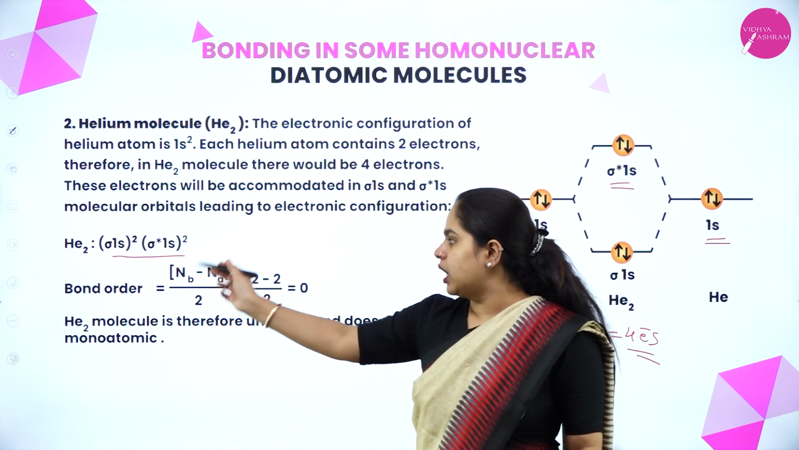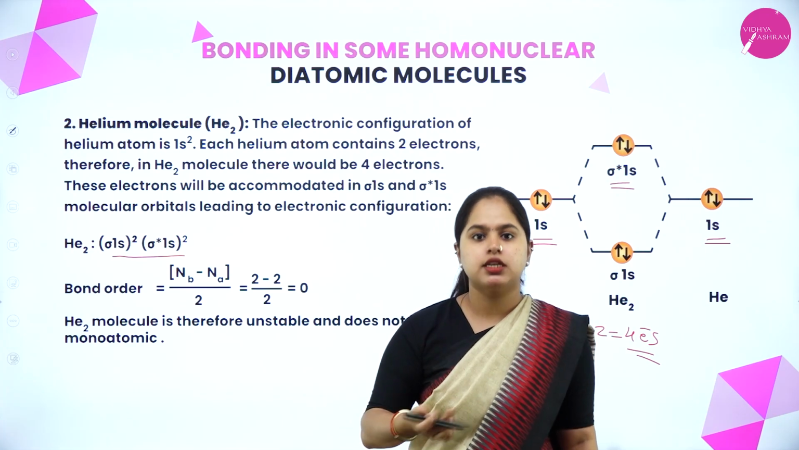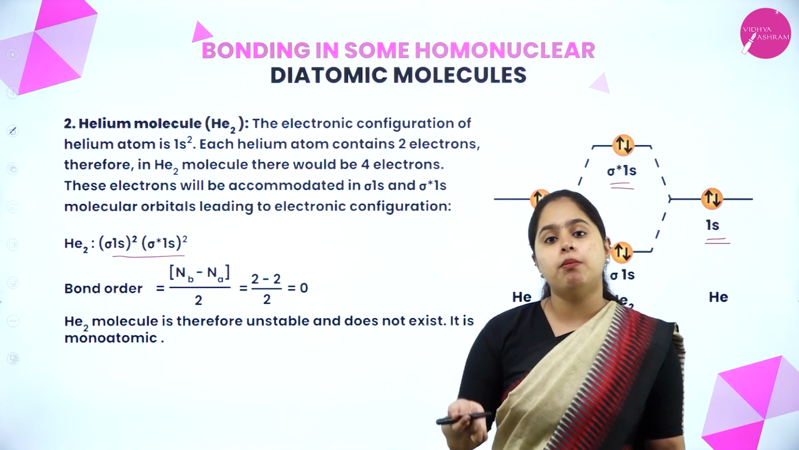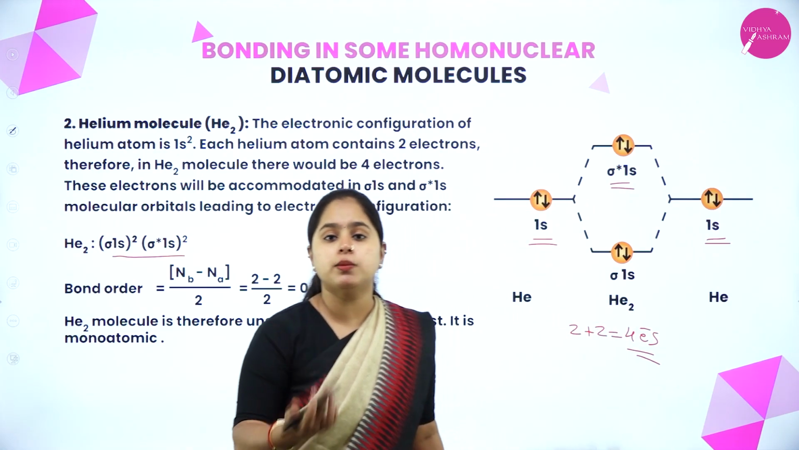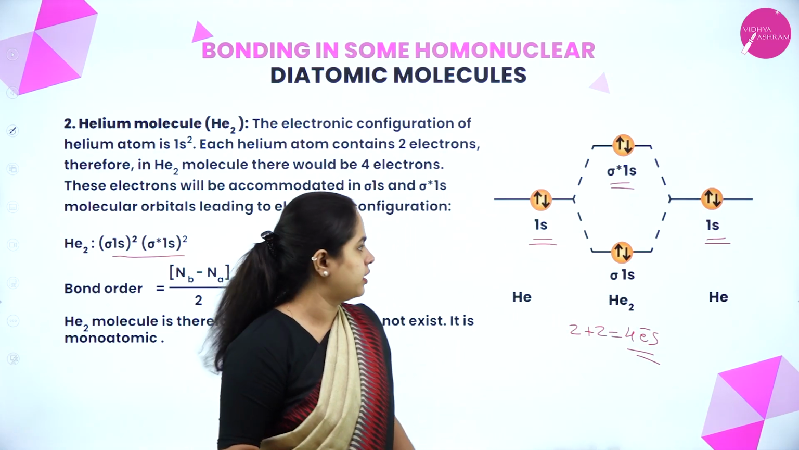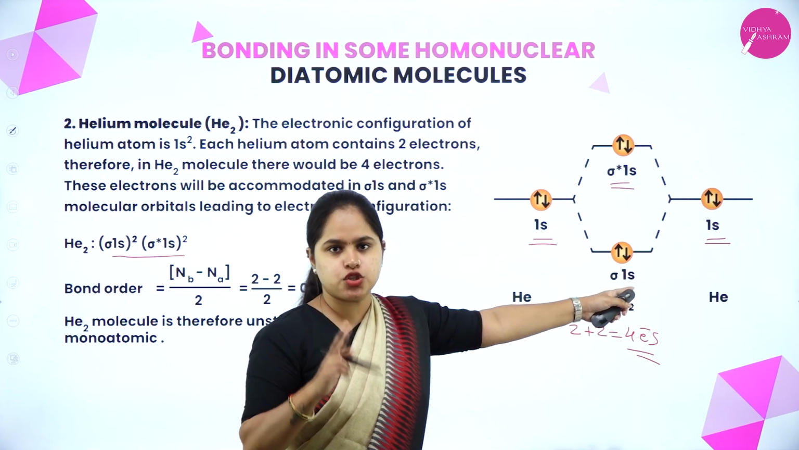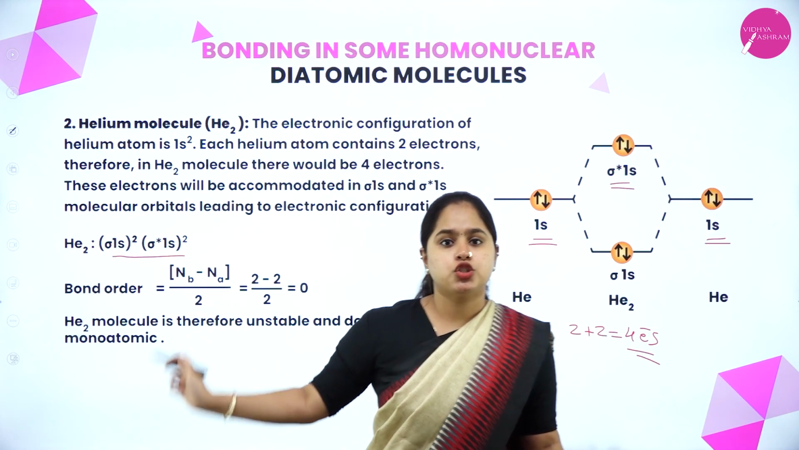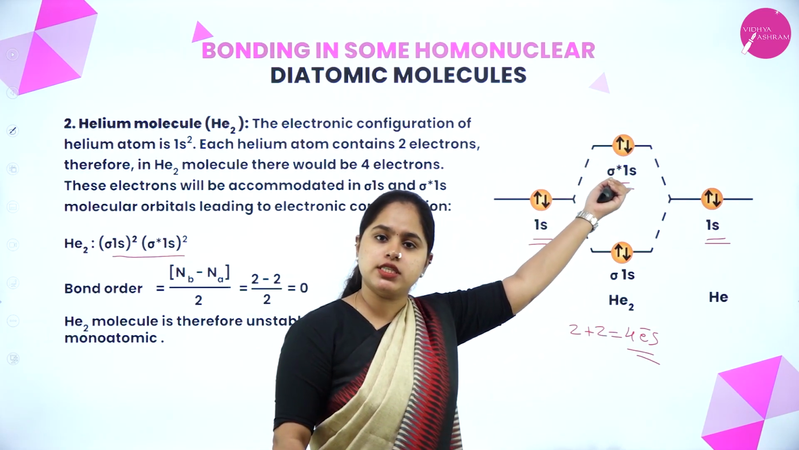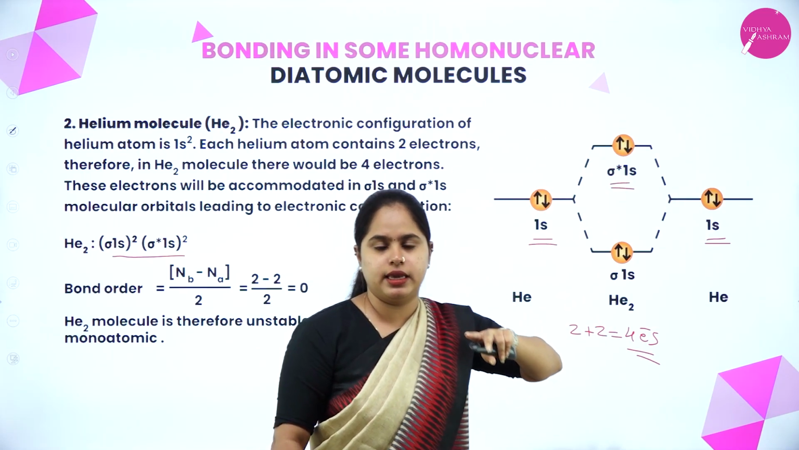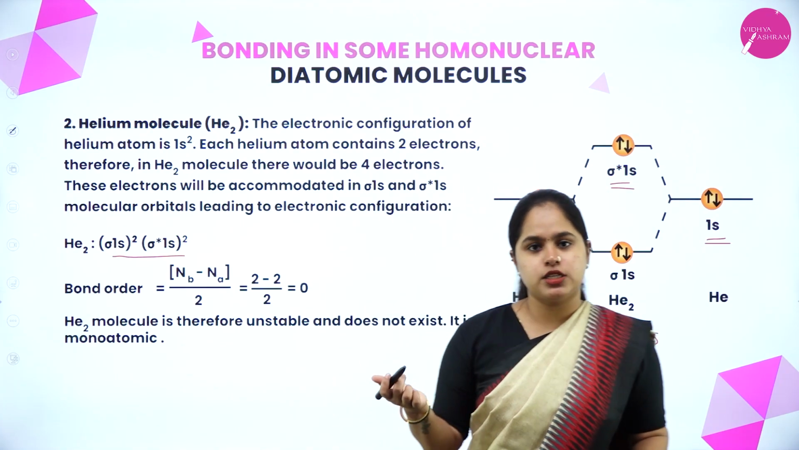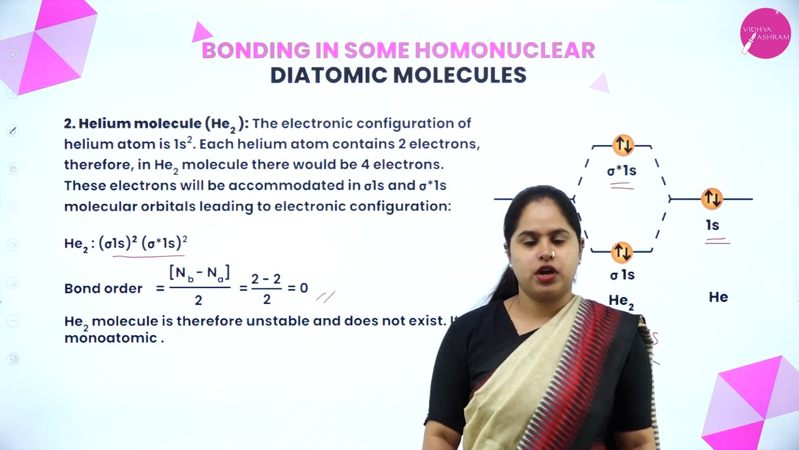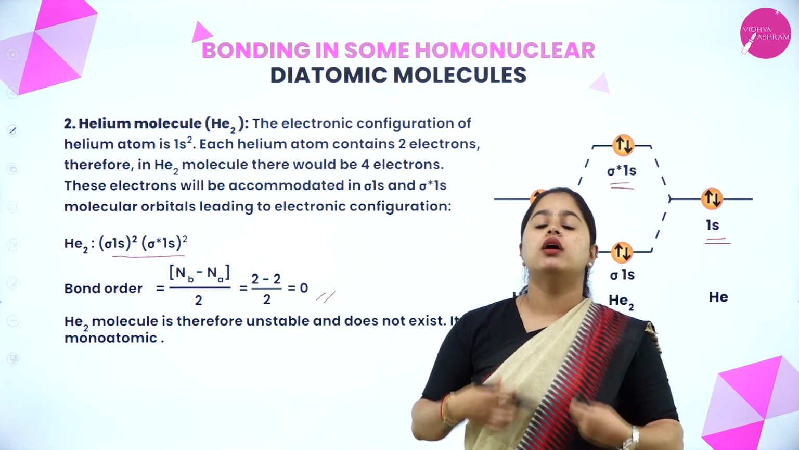Clear? Now coming to the bond order. How do you calculate it? Same equation: half of Nb minus Na. How many bonding electrons are there? In the bonding molecular orbital, how many electrons are there? 2, right? Sigma 1s has 2 electrons. So it is half of 2 minus how many electrons in the anti-bonding molecular orbital? 2 again. So it is half of 2 minus 2. 2 minus 2 is 0. So 0 by 2 is again 0. So the bond order is 0.